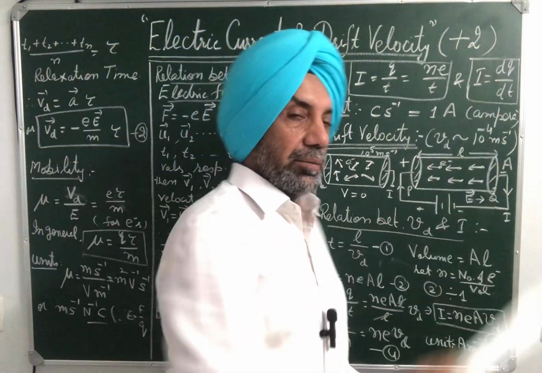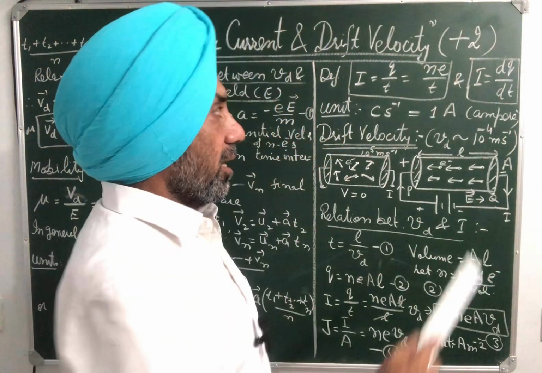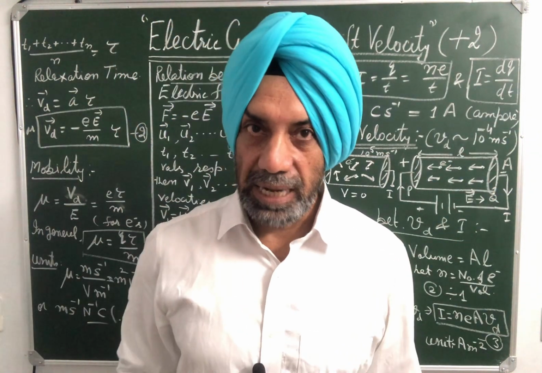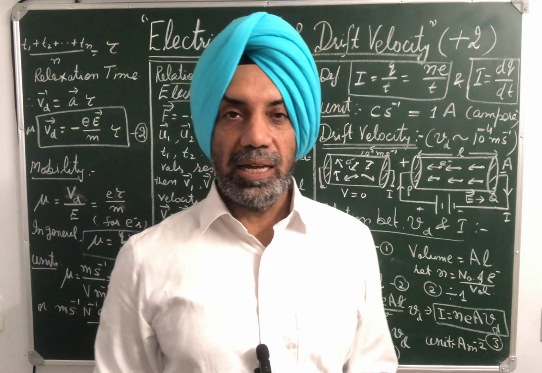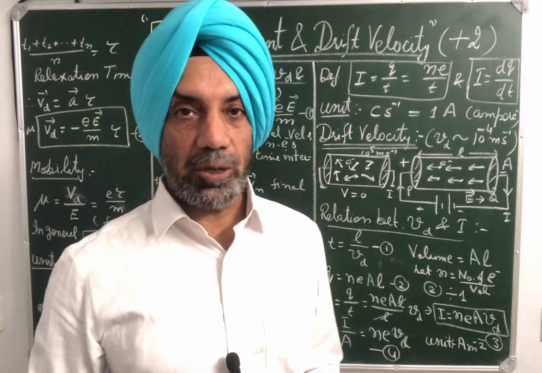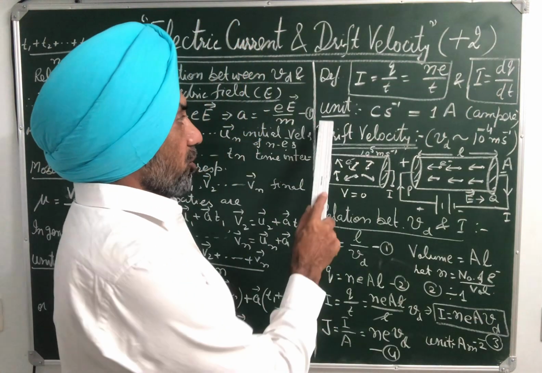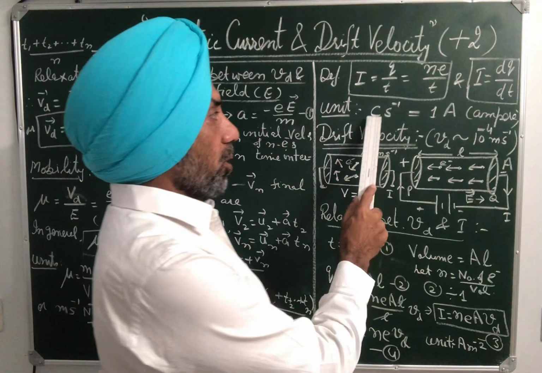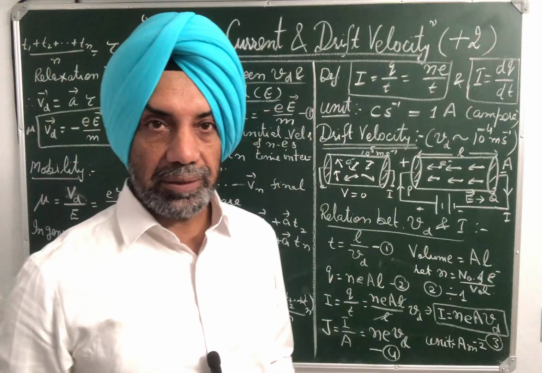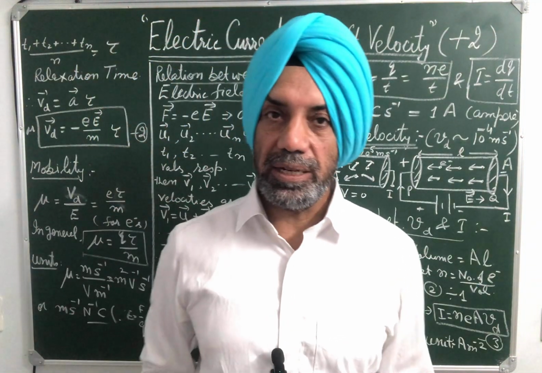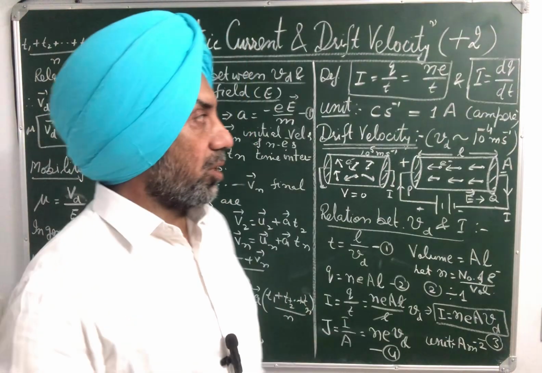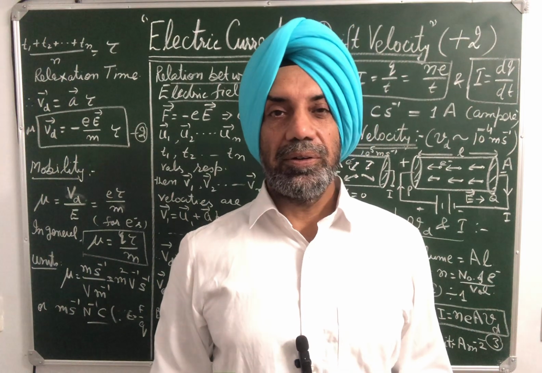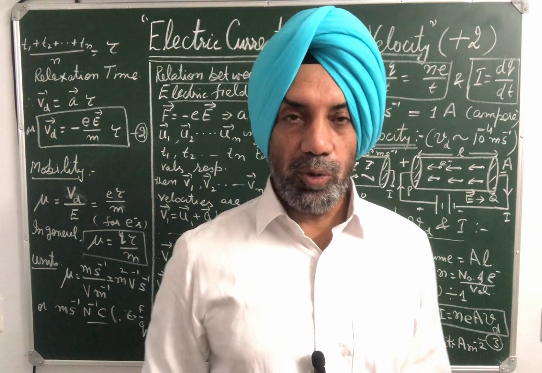If current is variable, then it is defined as I is equal to dq upon dt. That is, electric current may also be defined as the first derivative of charge with respect to time. Units of current, charge in coulomb, time in second. So coulomb per second or 1 ampere. So ampere is the unit of current in SI system. So current flowing through a conductor is said to be 1 ampere if a charge of 1 coulomb flows in 1 second.